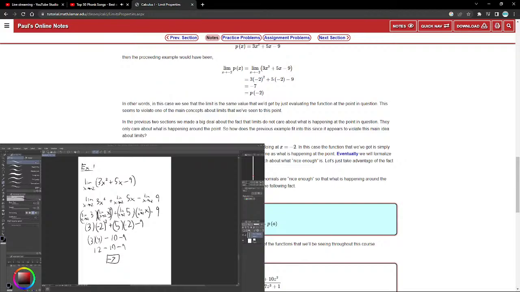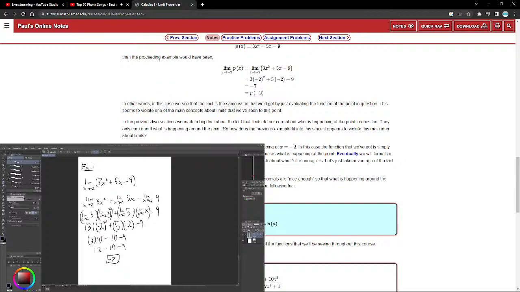In the previous 2 sections, we made a big deal about the fact that limits do not care about what is happening at the point in question. They only care about what is happening around the point. So how does the previous example fit into this, since it appears to violate the main idea about limits? Despite appearances, the limit still doesn't care about what the function is doing at x equals -2.